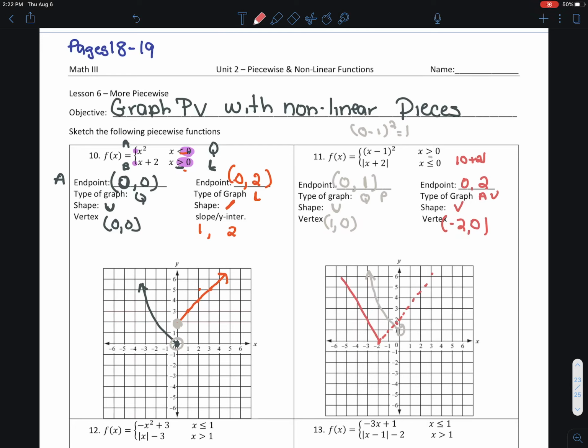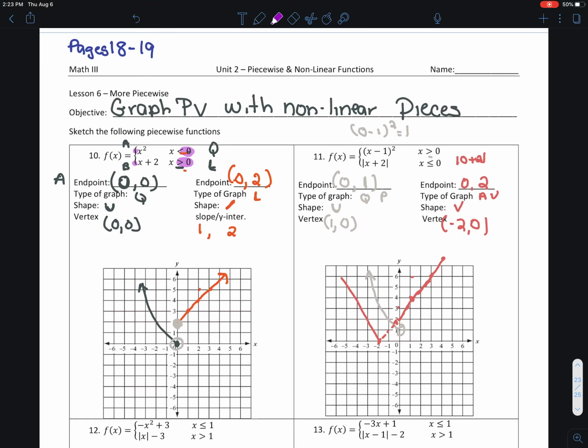So the graph would look like this. We'd go up 2 and over 1. Our graph would look like that. Up 2 and over 1. So we'd have a point here. Up 2, over 1. We'd have a point here. So it would look like that. Okay?